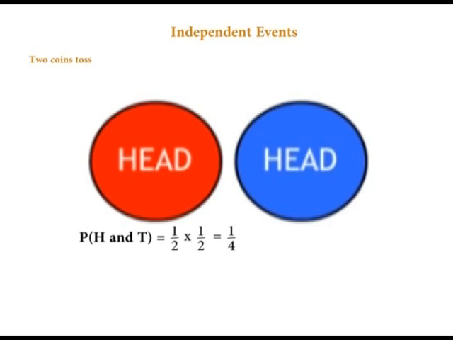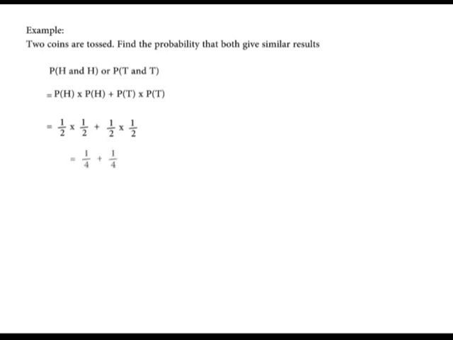Probability questions often combine both independent and mutually exclusive events. For example, if two coins are tossed, find the probability that the two coins give similar results. That means we find the probability that both coins will give heads or tails. So we have the probability of head and head, or the probability of tail and tail. That is the probability of a head times the probability of a head plus the probability of a tail times the probability of a tail. A half times a half plus a half times a half gives us 1 over 4 plus 1 over 4, and that gives us 1 over 2.